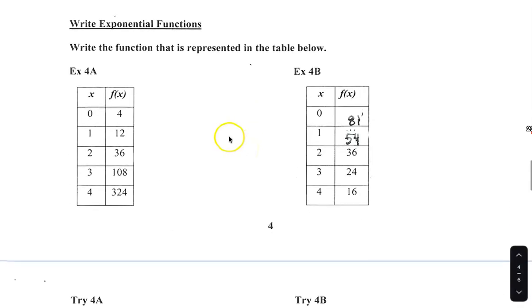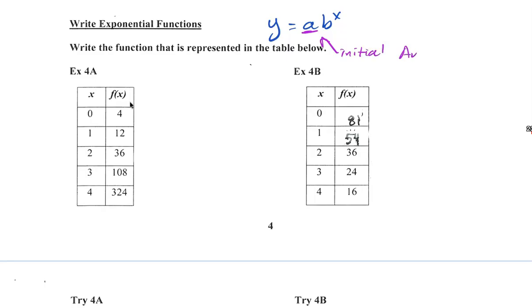Okay, let's write, given a table, let's write an exponential function. So we want to write it in this form. It's not as bad as it sounds. We have to remember what all these things mean, right? So A is the initial amount. Kind of like the y-intercept, not technically, but it is going to be when x equals 0. And then B is our growth rate. So it's what you multiply each time.